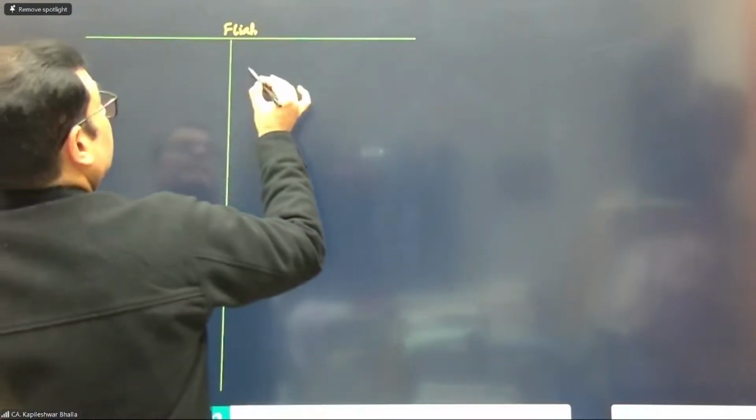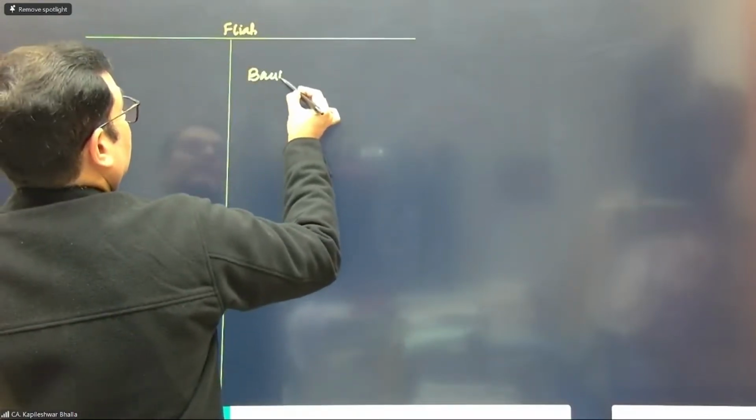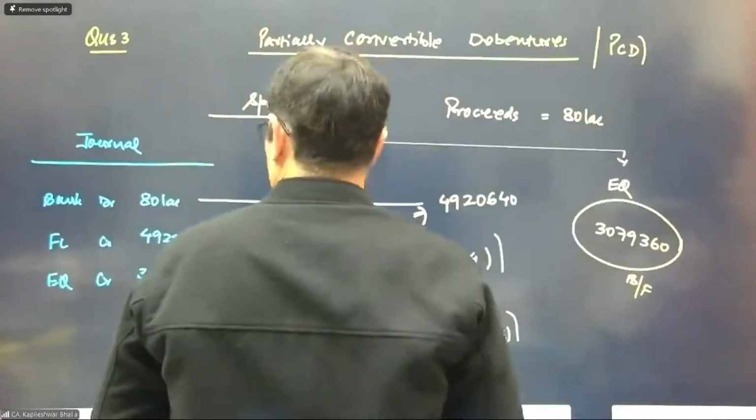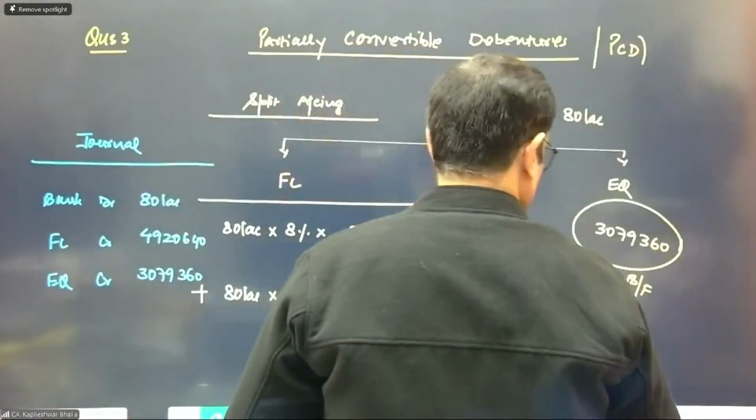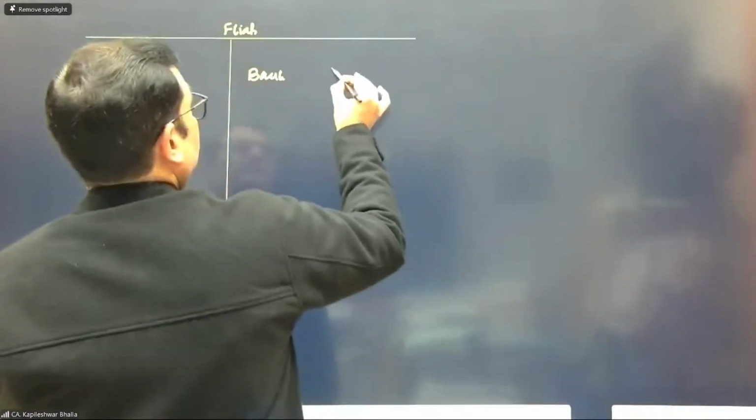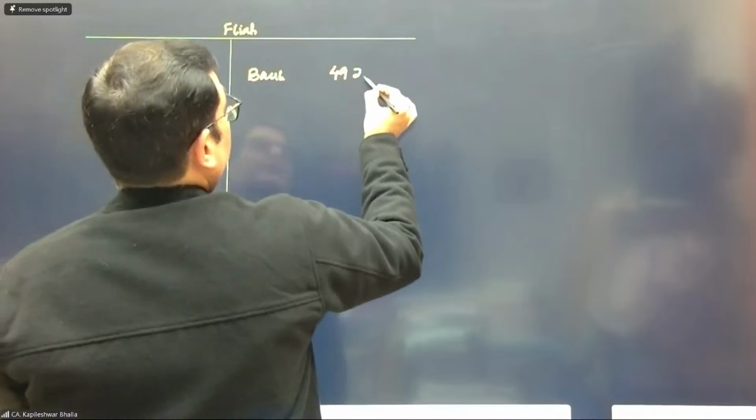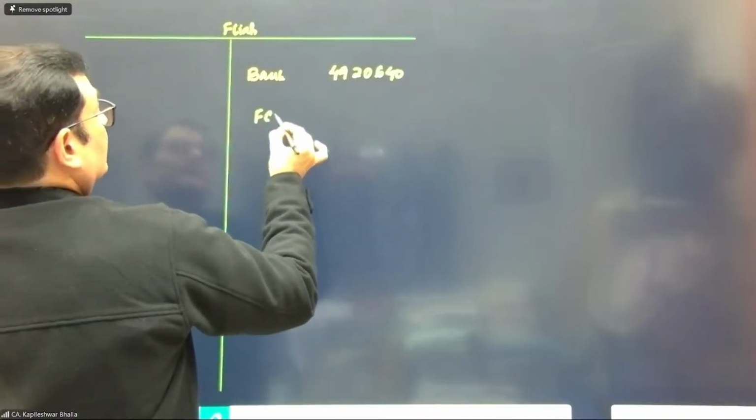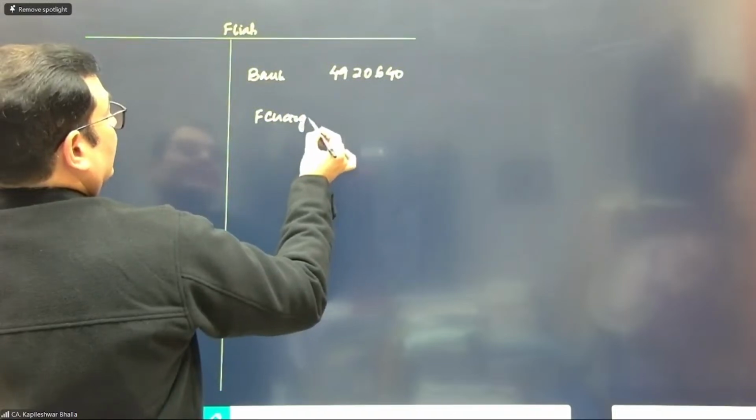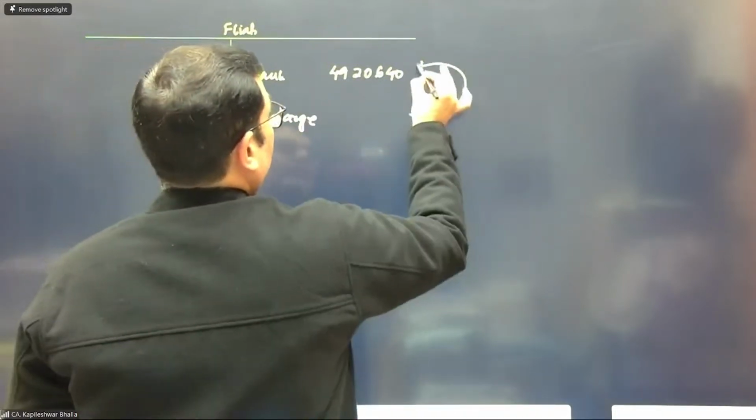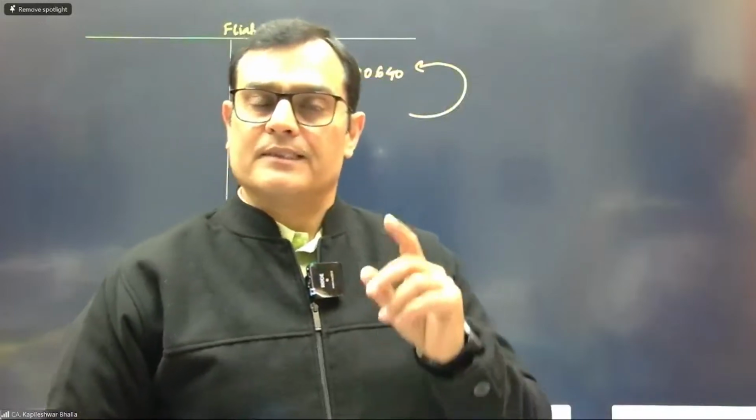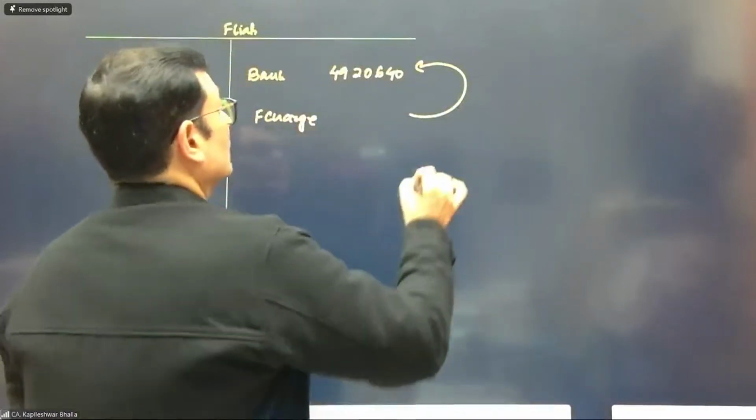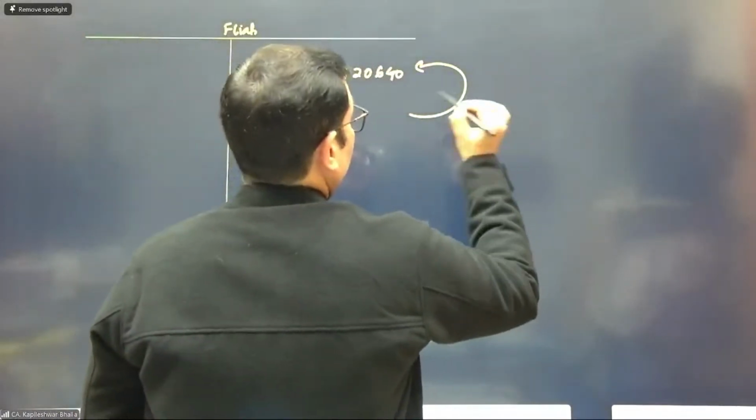So we're going to take the money which is in the bank account. That is, I guess, 49,20,640. 49,20,640 is the amount. So tell me, what is the rate at which the interest will be unwound on this particular portion? 12%. That's right. At the rate of 12%, we'll do the unwinding in this particular case.